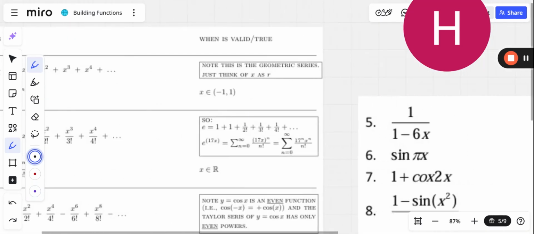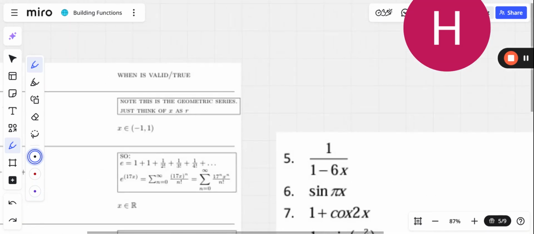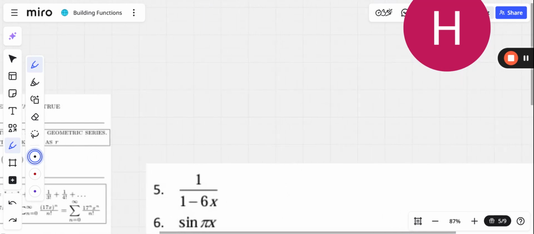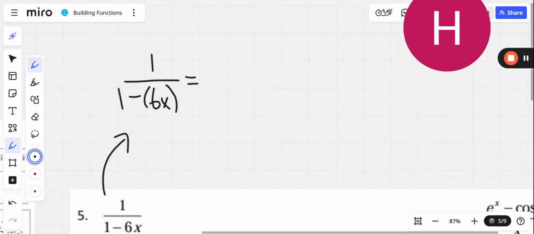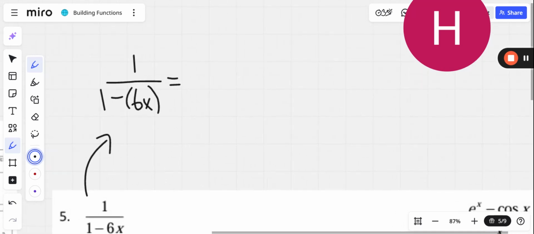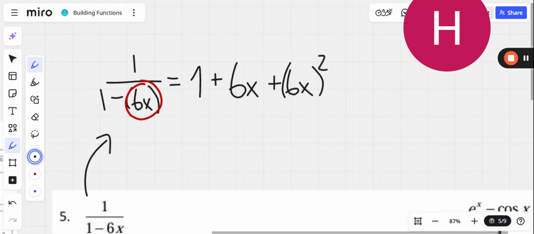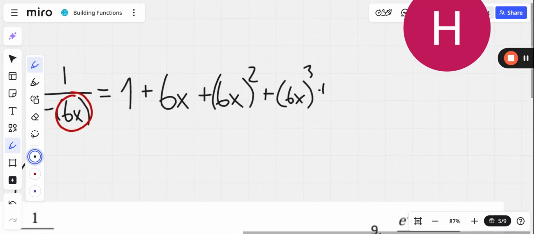Now let's practice on how to represent these. So the goal is just to write a few terms of this out. So we're going to call this one 1 over 1 minus... So 6x is acting like my x. Remember, this is going to be the geometric series with an r value of whatever this thing is. So we're going to have plus 6x plus 6x squared plus 6x cubed, so on and so forth.